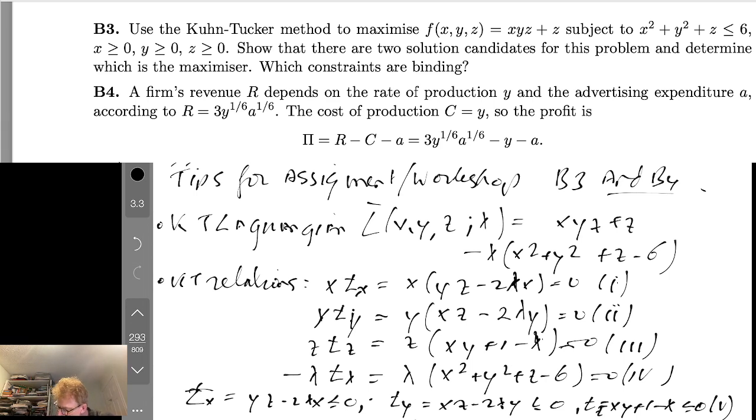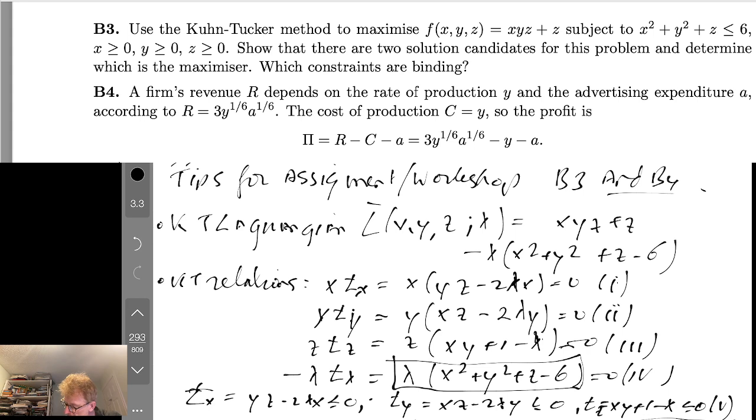So this is a useful relationship because we see that lambda is bigger or equal than 1 plus xy. That means that lambda is bigger than 1, so lambda is bigger than 0. So that means in this relationship that we have a binding constraint.